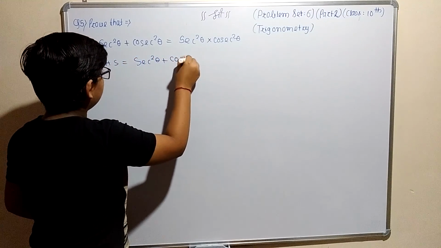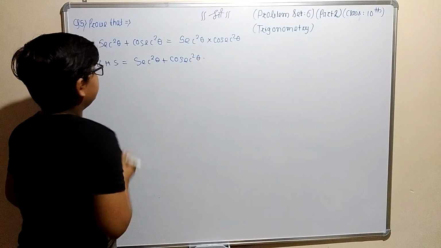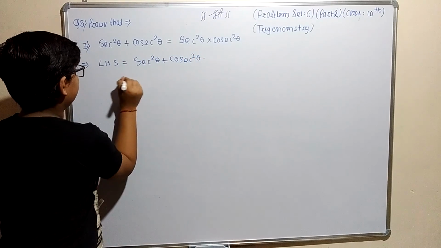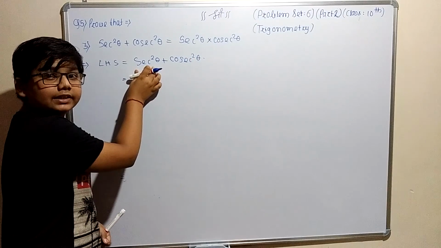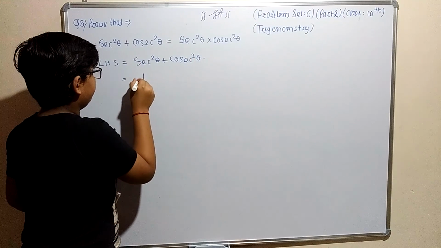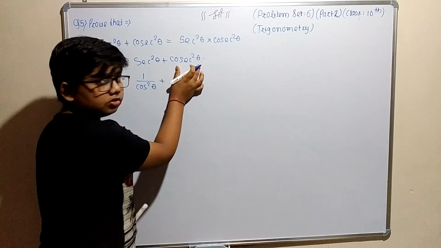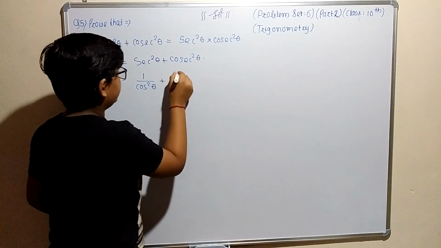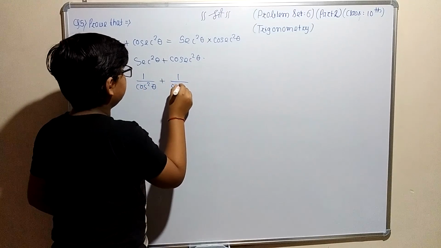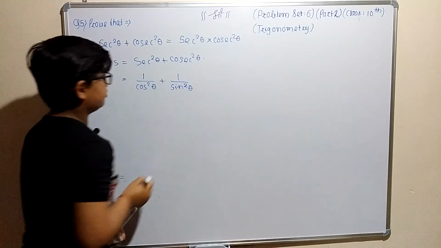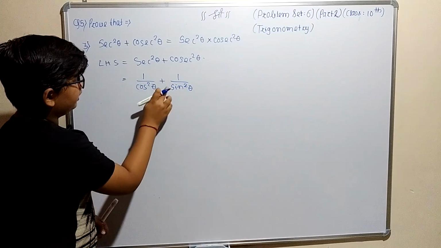plus cos square theta. Now we will solve it. Sec square theta can be written as 1 by cos square theta plus cos square theta can be written as 1 by sin square theta. Now cross multiply.